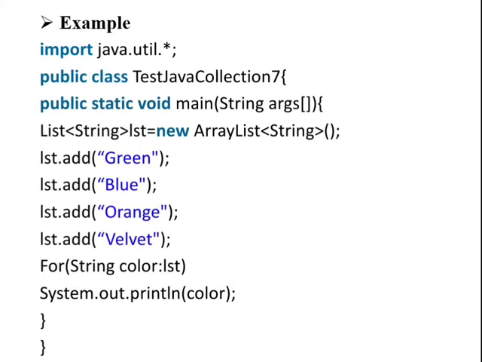For String color : lst, System.out.println color, curly bracket complete. This is the program that shows how we can use the ArrayList. The output of this program consists of the list, that is green, blue, orange, velvet color list.